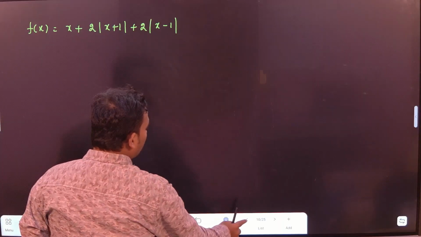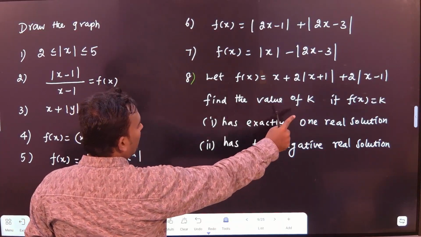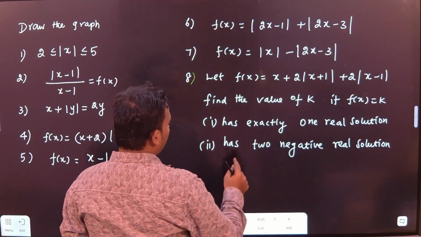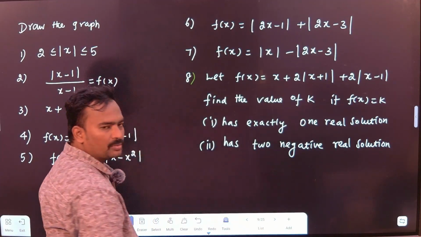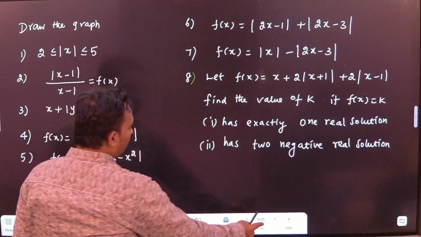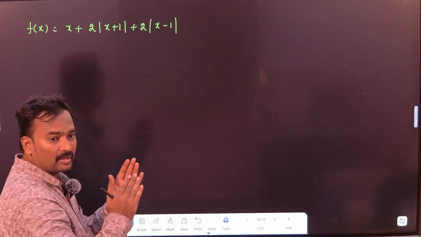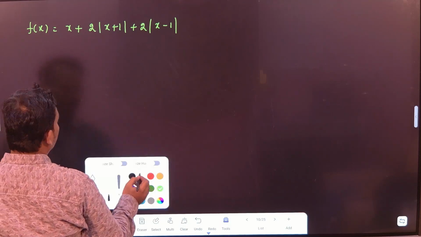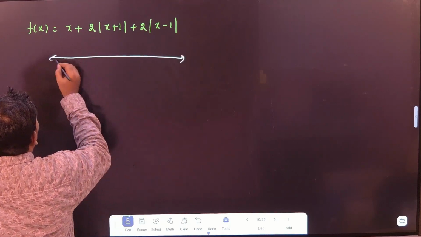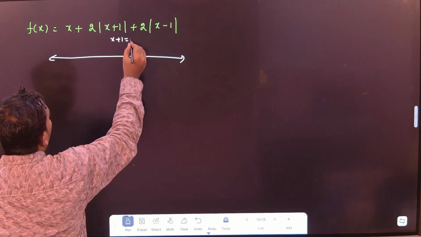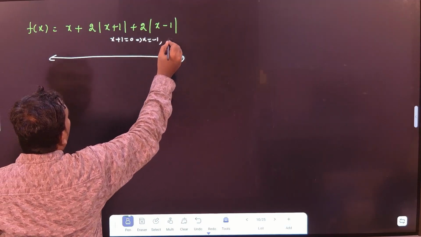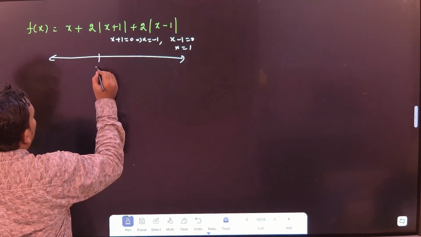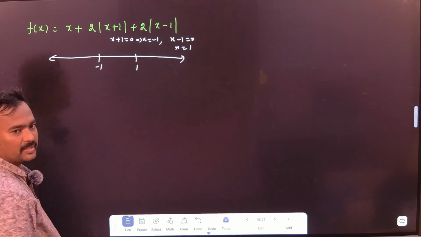So, you can see this question. Find the value of k if f of x equal to k has exactly one real solution, has two negative real solutions, right? Let's see how to do it. First you have to draw the diagram. So, which is the breaking point here? The breaking point: x plus 1 equal to 0, that means x equal to minus 1, and x minus 1 equal to 0, x equal to 1. Clear? So, minus 1 and plus 1 are the breaking points, right?